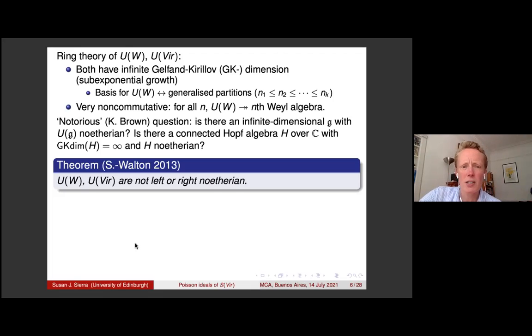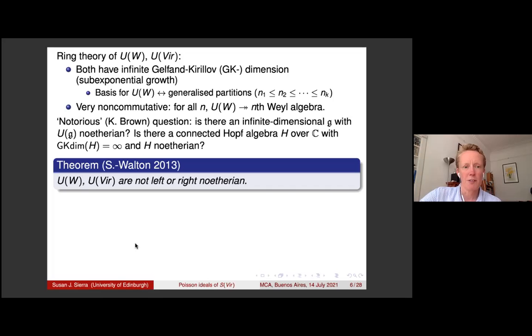So this is a question that was out there for a long time. Whether the enveloping algebra of the Witt algebra was Noetherian was asked in a paper of Small and Dean in the early 90s. And one of the surprising things about this theorem is actually the proof was sort of sitting right there in plain sight all along.